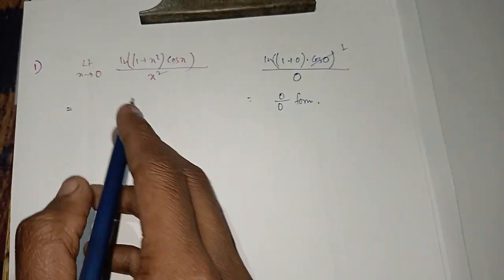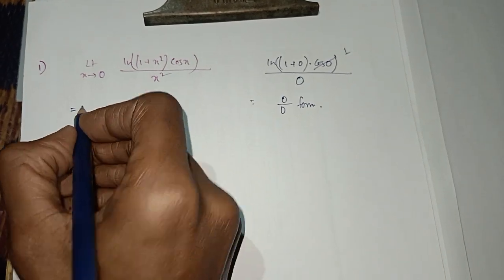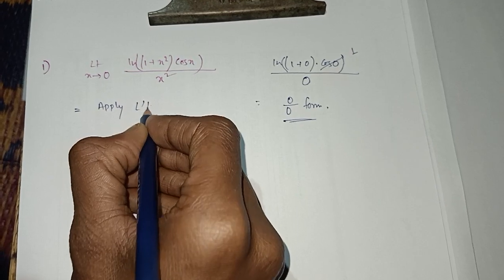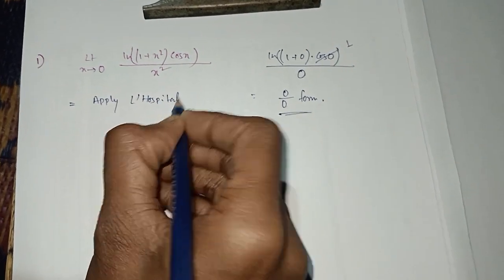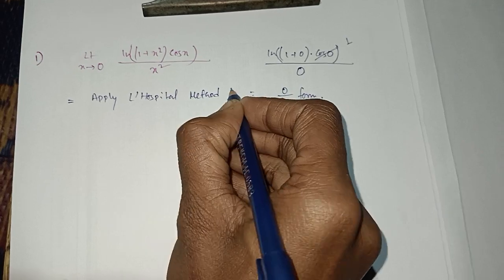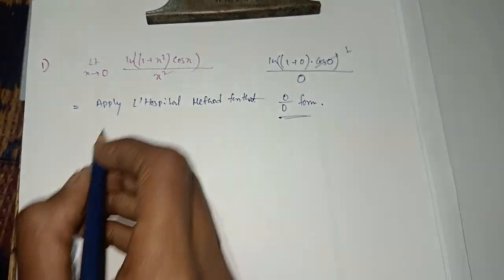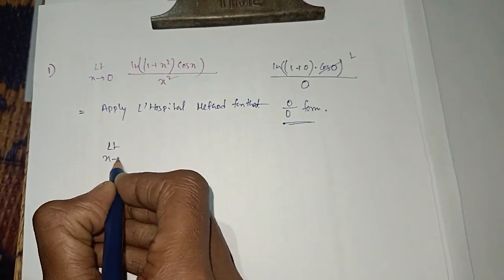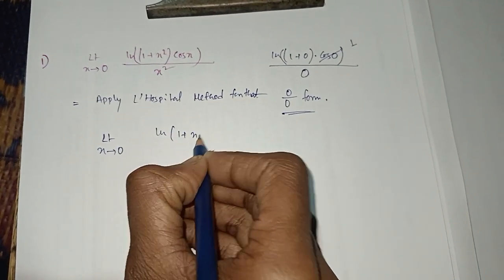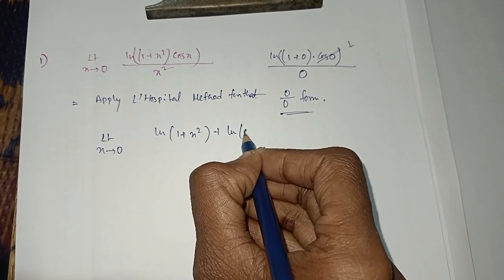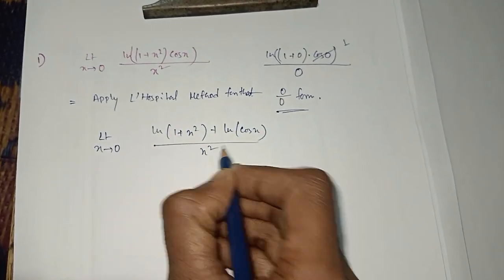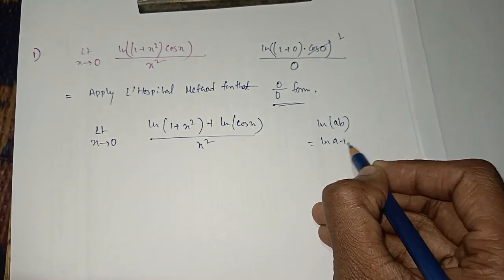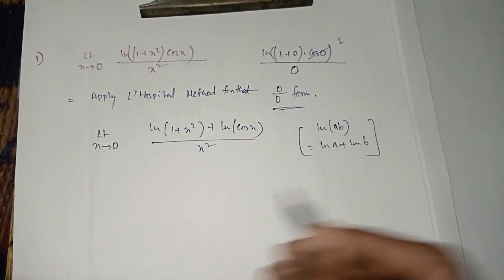Previously we learned that if we get a 0 by 0 form, we apply the L'Hospital method. So before applying L'Hospital's method, we first apply the log formula to simplify this: ln(1 + x²) plus ln(cos x), upon x². We know that ln of AB is ln A plus ln B. This is a basic formula.